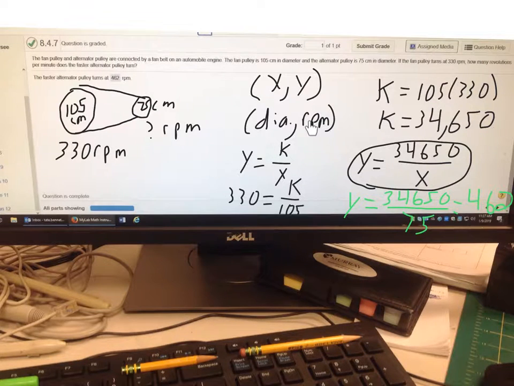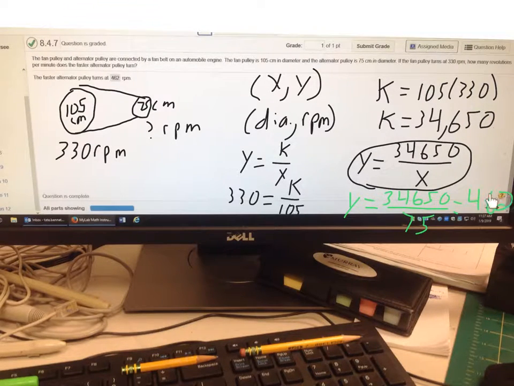So Y is the RPMs, which is 330. X is the diameter, which was given as 105. And then I just multiply these two numbers, and I find K is 34,650. So I put that back into the equation. So Y is 34,650 over X. And then X is diameter. We're given X here is 75. And so I use my calculator and I get 462.